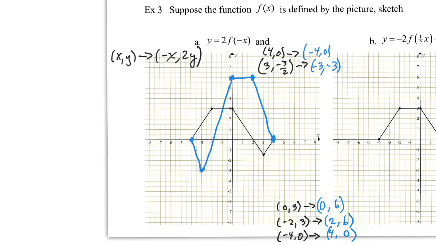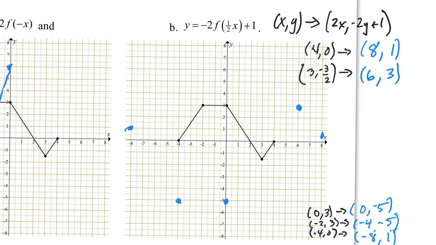Pause the video and try part B. Okay, so what we'd expect here is (x, y) is transforming to a horizontal stretch, and the horizontal stretch is basically 2x, and we are multiplying the y by 2 and adding 1, so negative 2y, which is a vertical stretch, and the negative will flip it across the x-axis, and then we're adding 1.